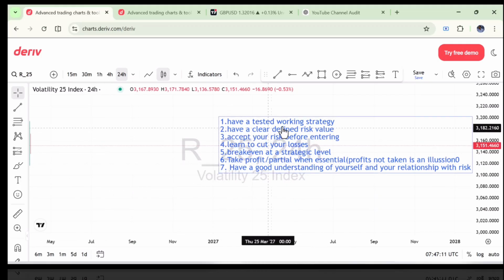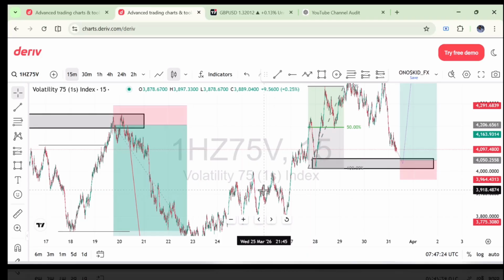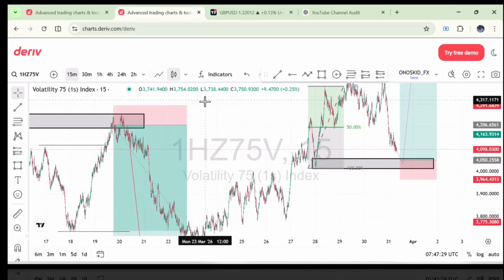You can see that the first thing we have on our list is to have a tested working strategy. Now, what does that mean? Before I'm able to be certain that this is the area I need to be taking my trade, there are some things that I've put in place, and these things are what I consider to be my edge, and these things have been tested. Now, how do you test your strategy? You don't just open a single pair and look out for a particular area and say, oh, I would have made a lot of money trading from this place.